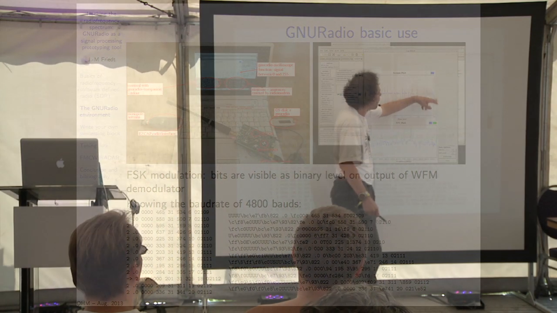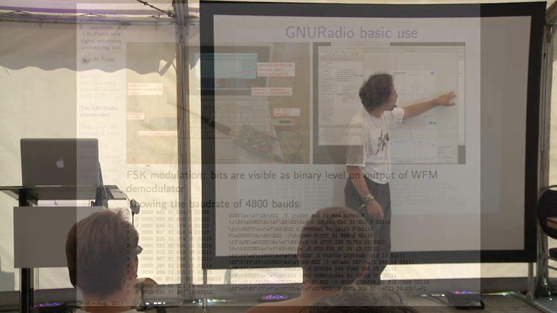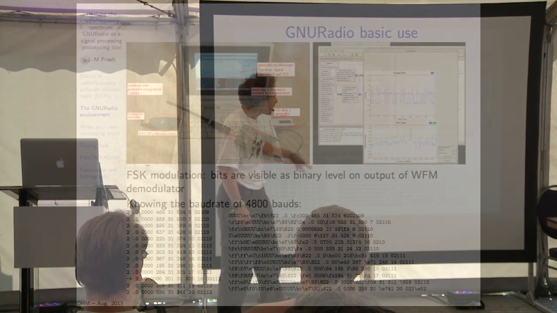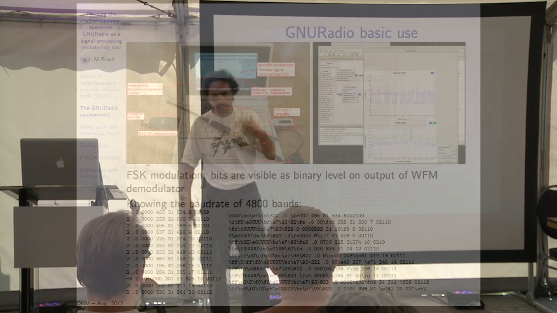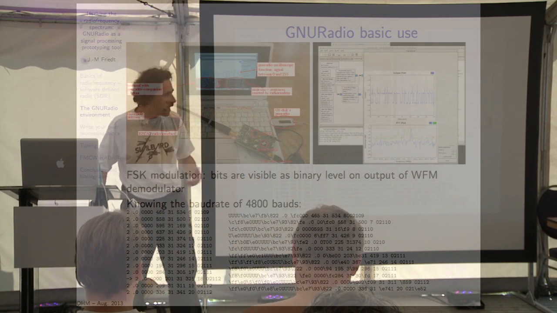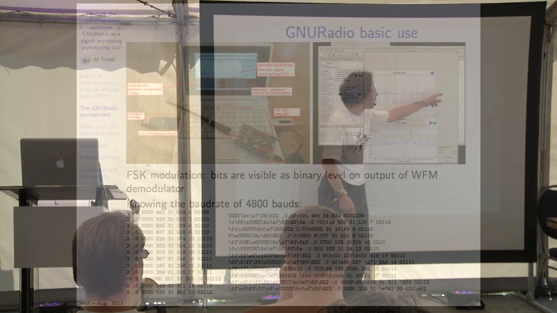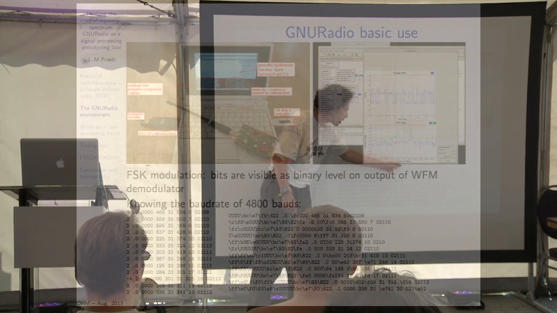Here you get the digital version of the phase lock loop going at two levels, which are the two frequencies encoding the bits. Because I know that my radio modem is communicating at 4,800 bits per second, I just have to sample the value of this bit stream every 1 over 4,800 seconds, and I can decode a stream of data.